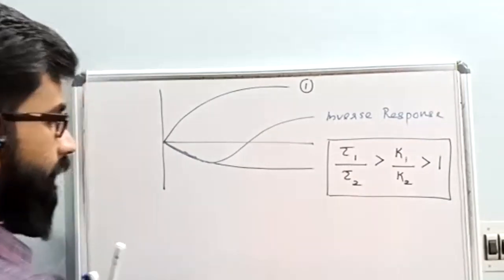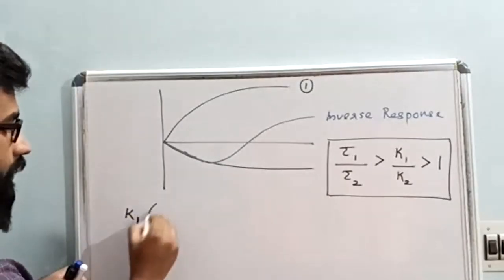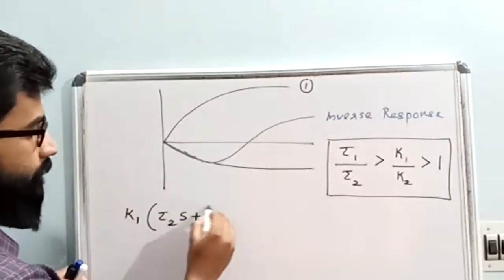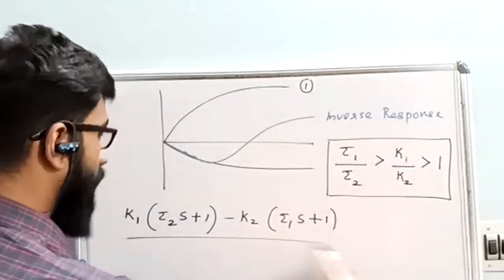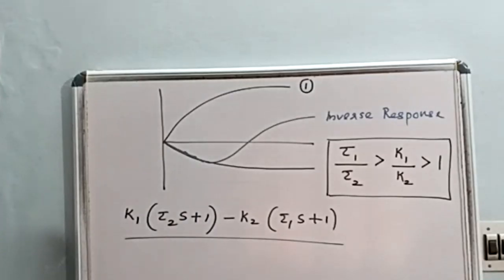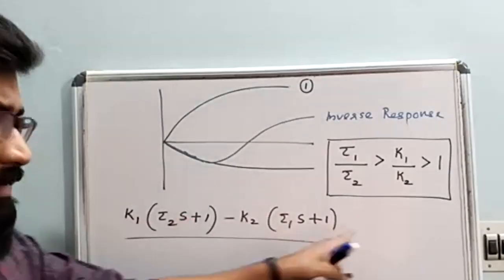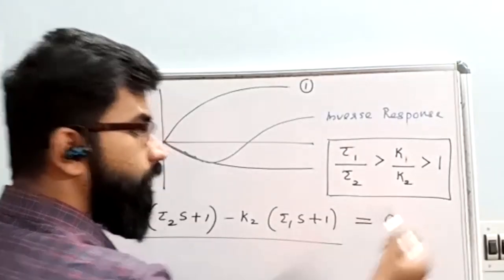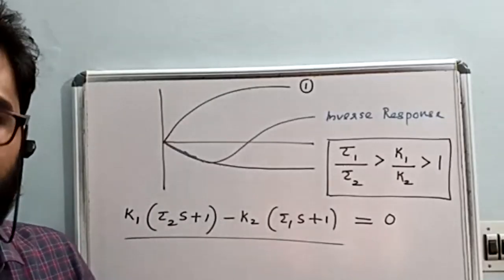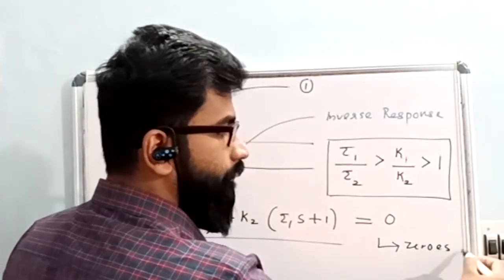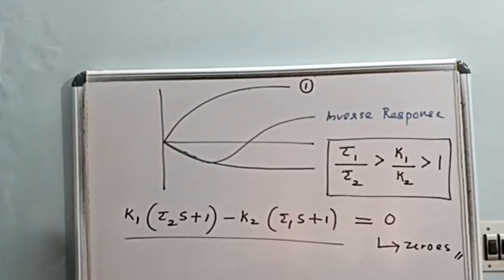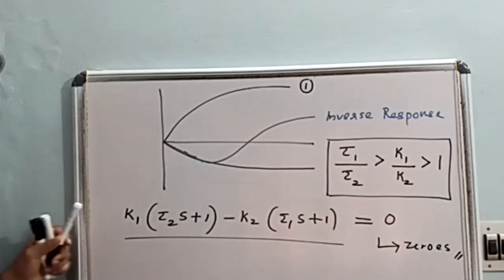So try to write it. That is K1 into tau 2 s plus 1 minus K2 into tau 1 s plus 1. This will be your numerator, and in the denominator there will be some terms for the transfer function. If I substitute numerator equal to 0, you will get the zeros of the transfer function. Clear? So when you substitute the numerator equal to 0, you get the zeros of the transfer function.